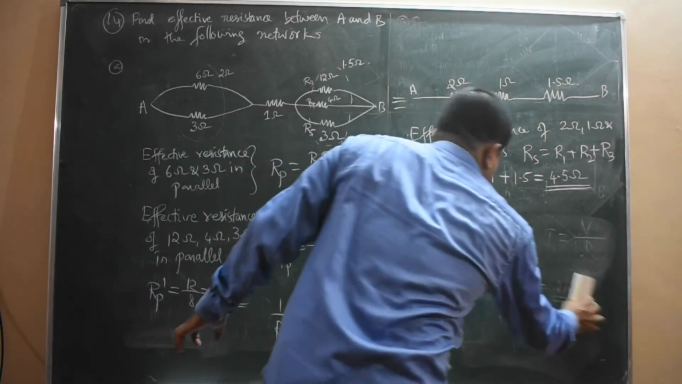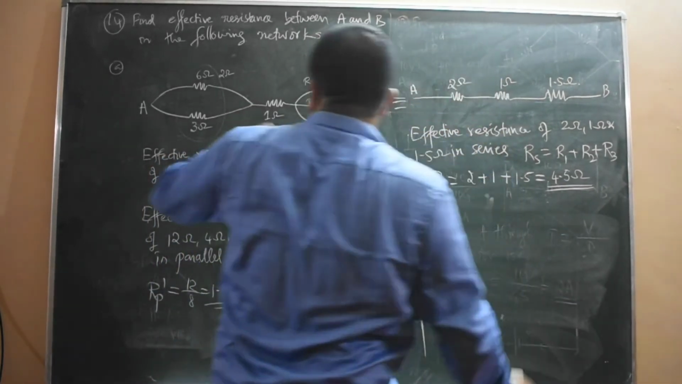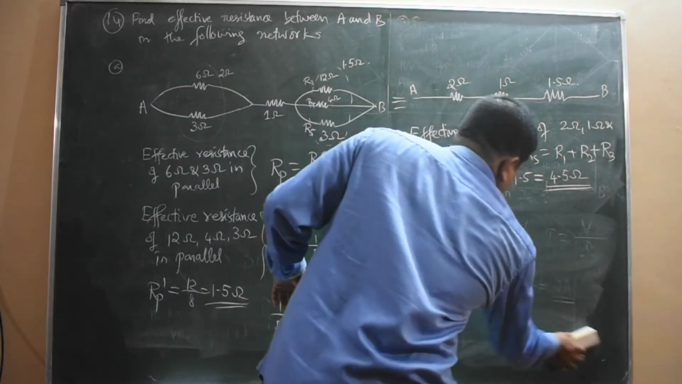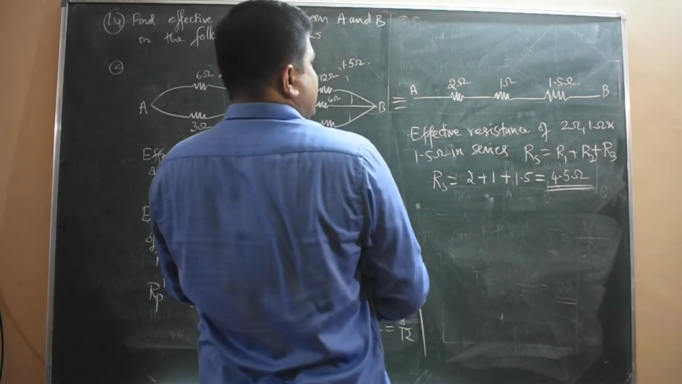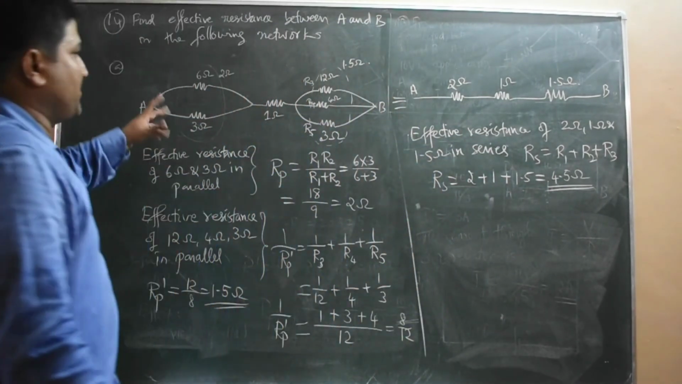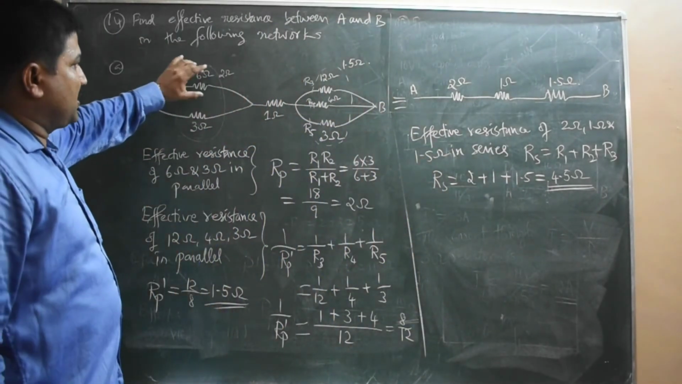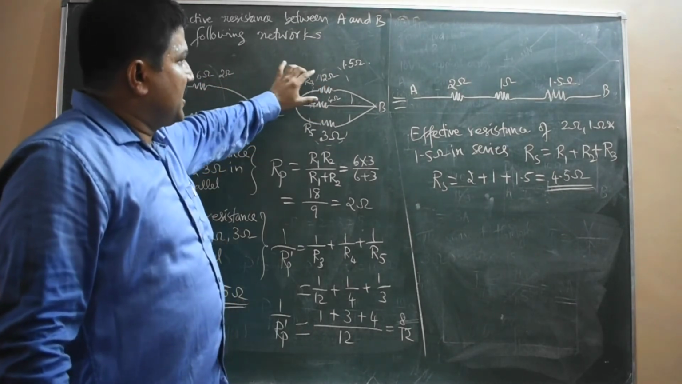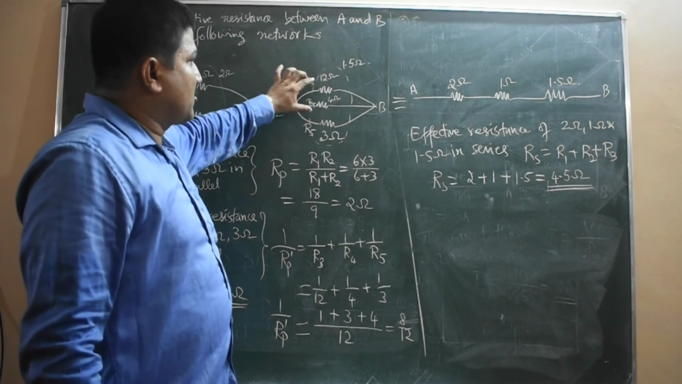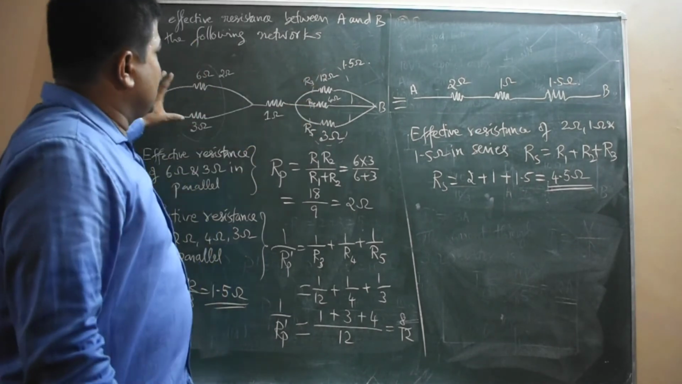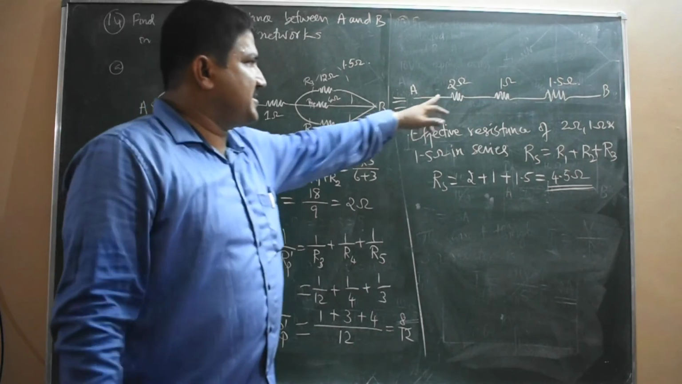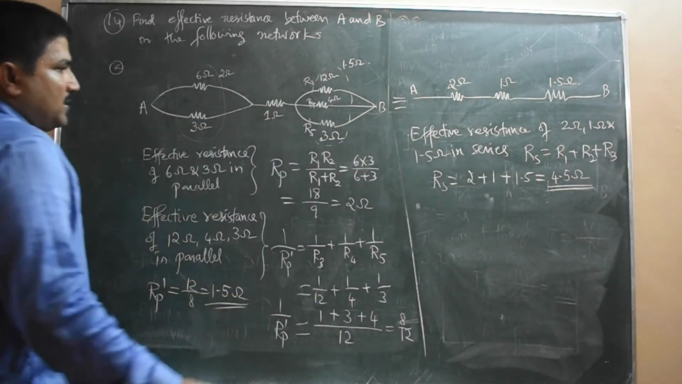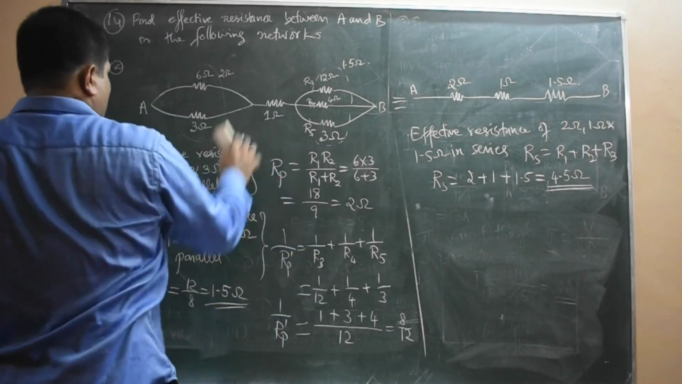Okay, this problem about finding effective resistance, first problem. I will take another small circuit to find out the effective resistance between A and B. I hope you understood this. Find the effective value of the combination of three resistors in series. So the effective value we get is 4.5 ohm. Okay, then I go to the next circuit.